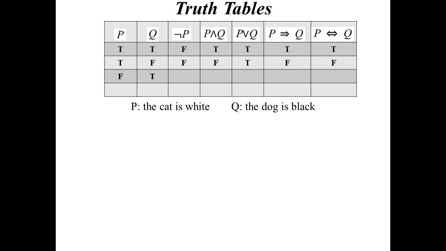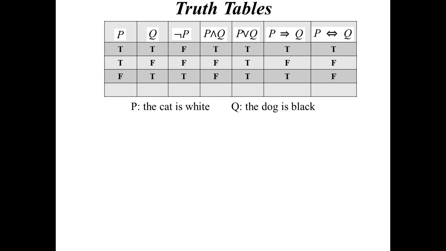No good. Other way around. Let's say P is the false one. So the cat's black now, but yes, the dog is black. The negation of P would now become true. Well, the negation would be the cat is not white. Well, no, I just said it was black. So that is now true. P and Q would be false. P or Q would be true. P implies Q is now true.